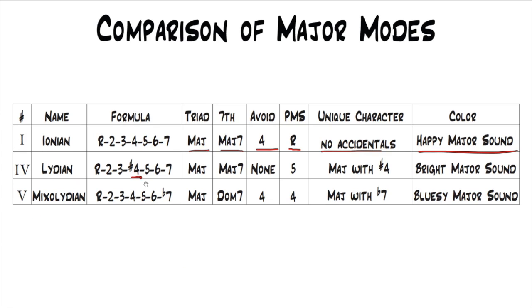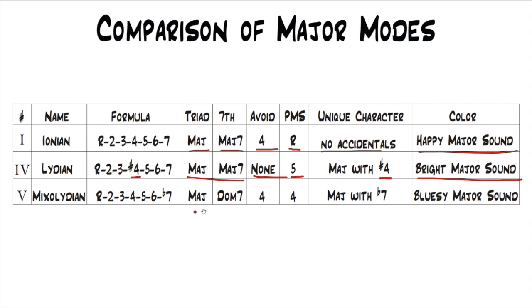We all recognize it. It's so common in Western music. Lydian, you just sharp the 4 to get to that, but it's still a major triad, major 7th chord, but no avoid notes because that sharp 4 is not as dissonant. The parent major scale is the 5th out of these intervals, and of course the unique character is that it has a sharp 4 and it's a bright major sound because of that sharp 4.